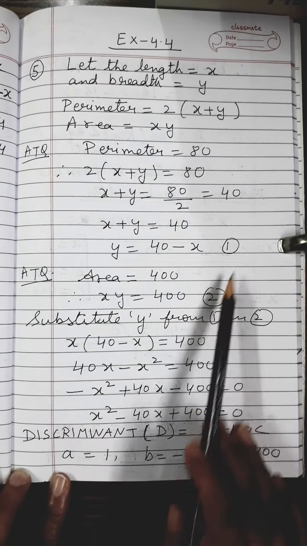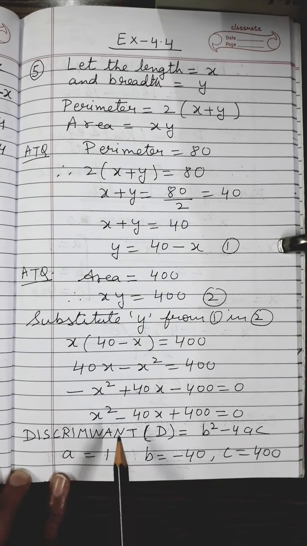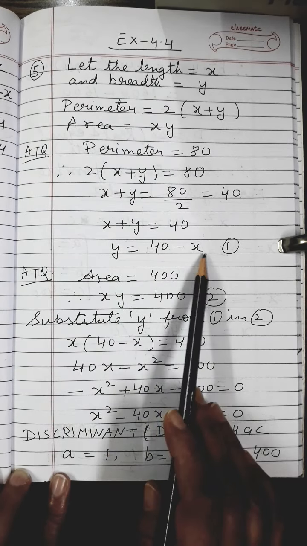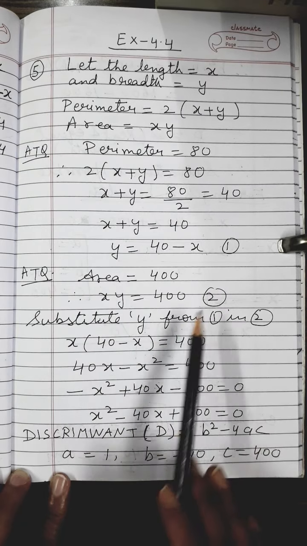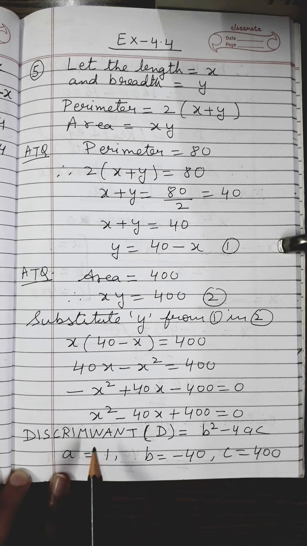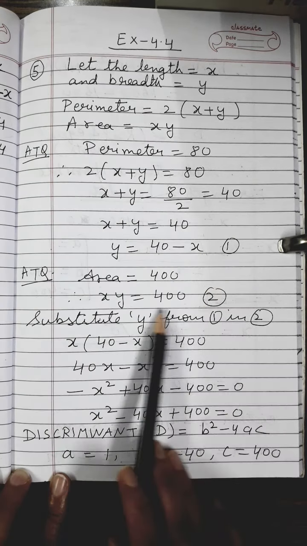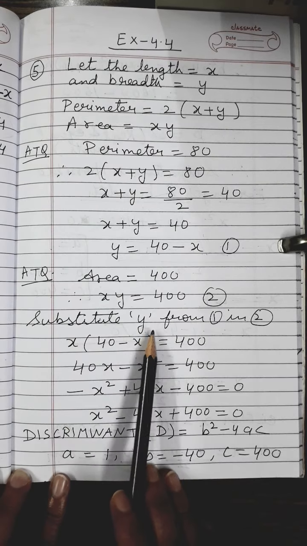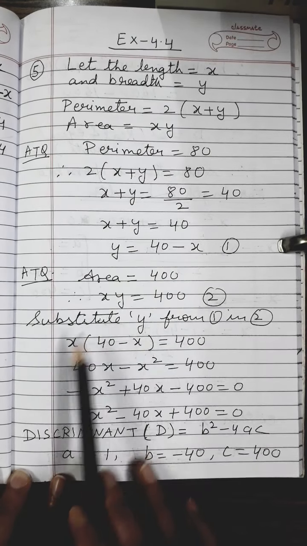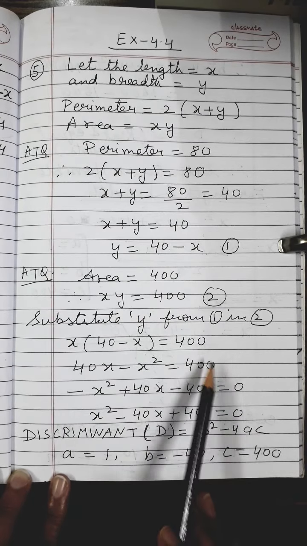Now with the help of these two equations, I will try to obtain a quadratic equation. Both the equations have two variables x, y. I will obtain the equation in one variable. How can I obtain that? By substituting the value of y from equation 1 in equation 2. So this is your equation 2, x into y. You will substitute 40 minus x equals to 400.